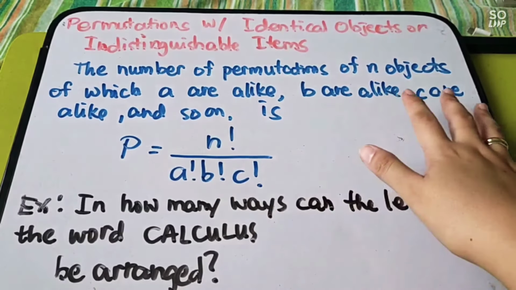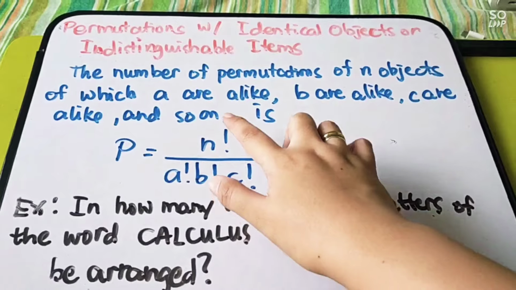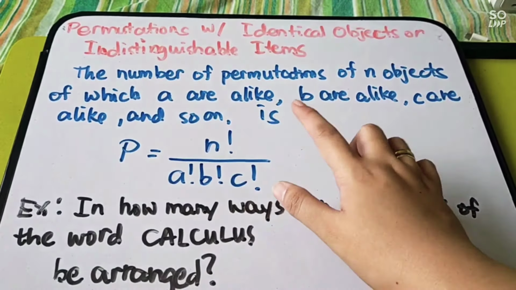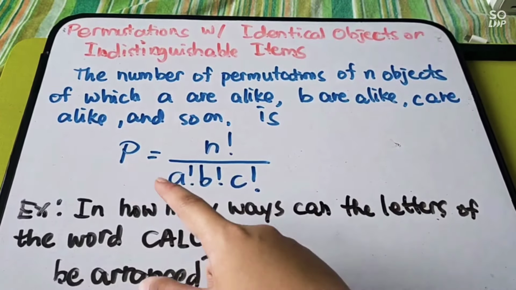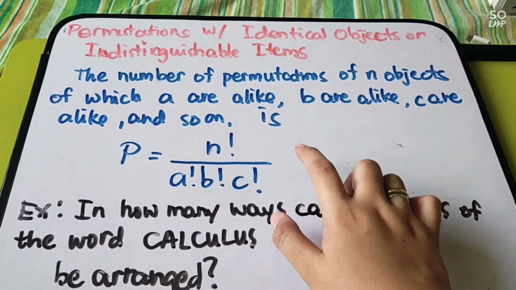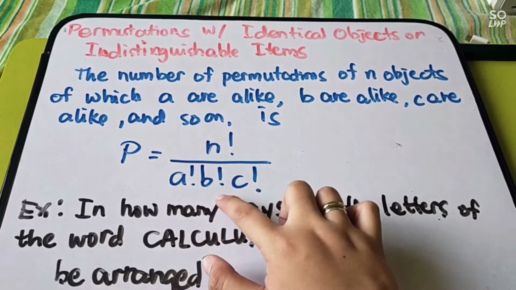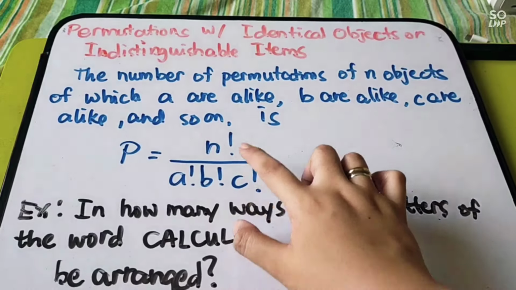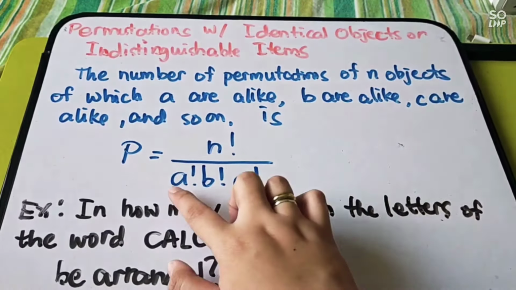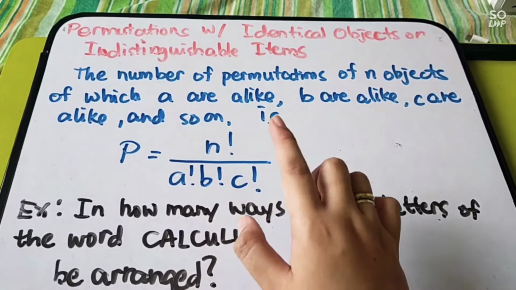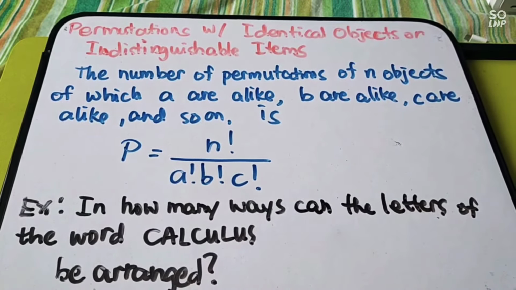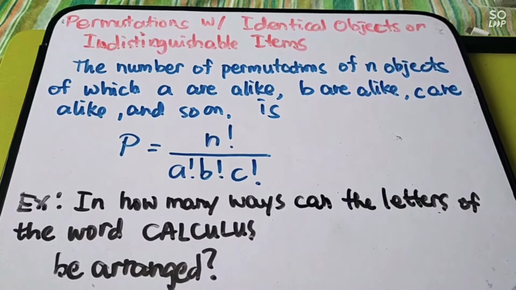The number of permutations of n objects for which A are alike, B are alike, C are alike, and so on is permutation is equal to n factorial divided by a factorial, b factorial, and c factorial. N factorial is the total number of objects. Then, si a factorial kung ilang beses umuulit ang letters or yung object. Alright? Let's have an example.